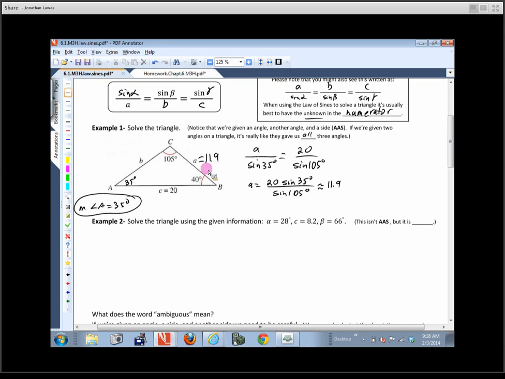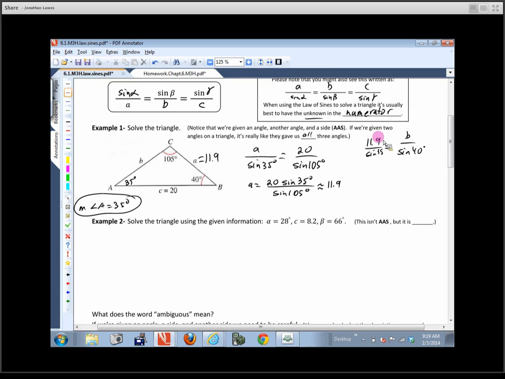Now, in comparison with the last missing side, so this side over here, when I solve for this one, now I could do this. I could set this up and say, all right, 11.9 over the sine of 35 is equal to B over the sine of 40 degrees. I could do that. Why would that be a bad idea? Yes? Because 11.9 is a rounded number. Very good. We wouldn't want to use a rounded answer to produce another answer, okay?